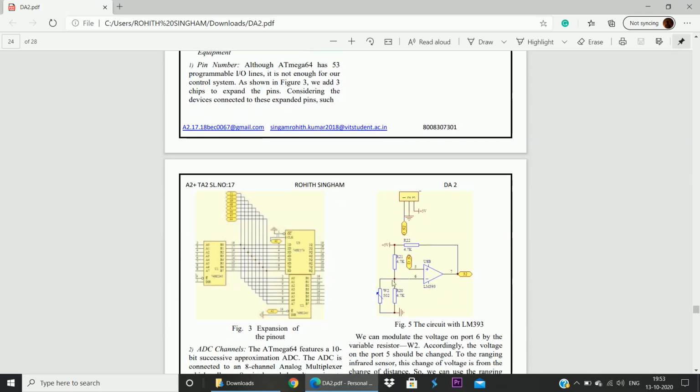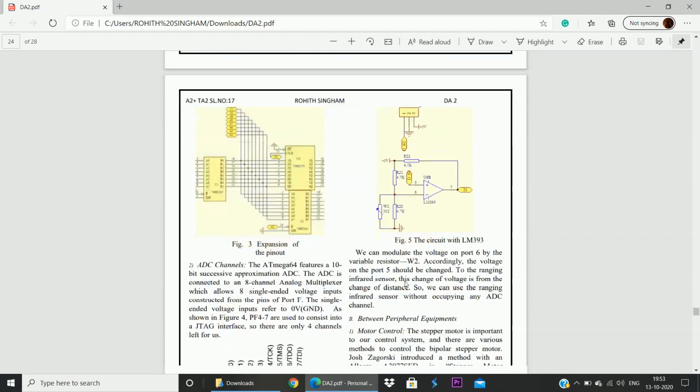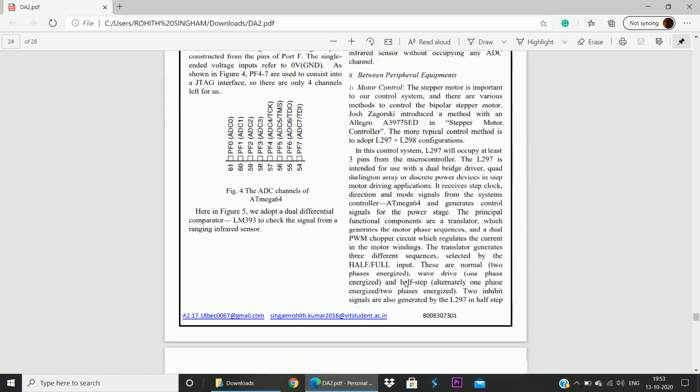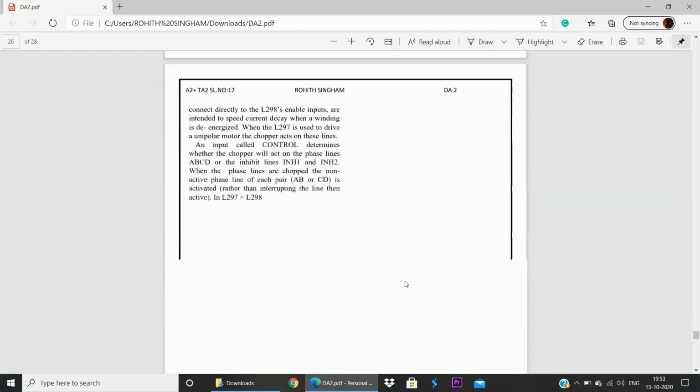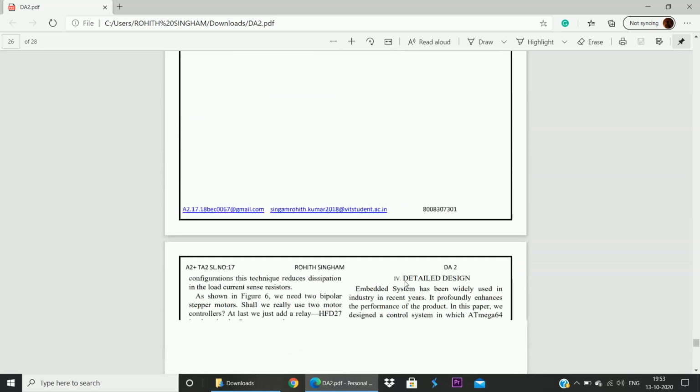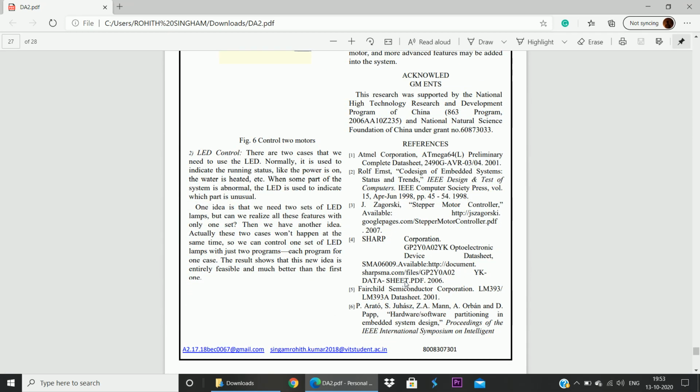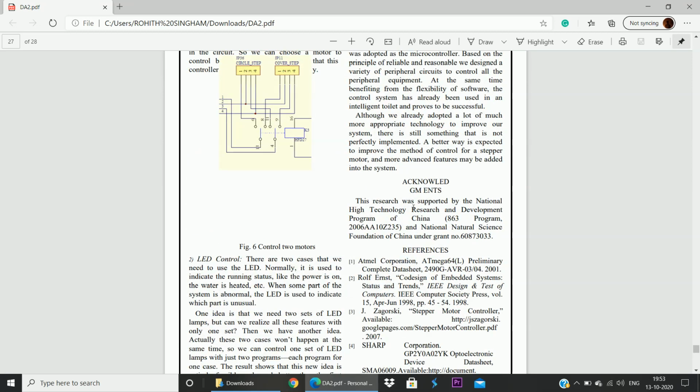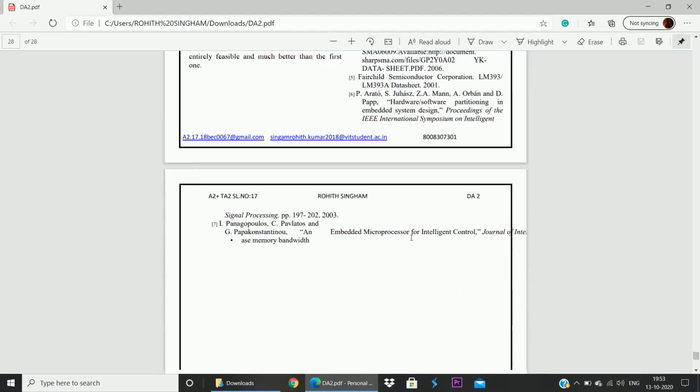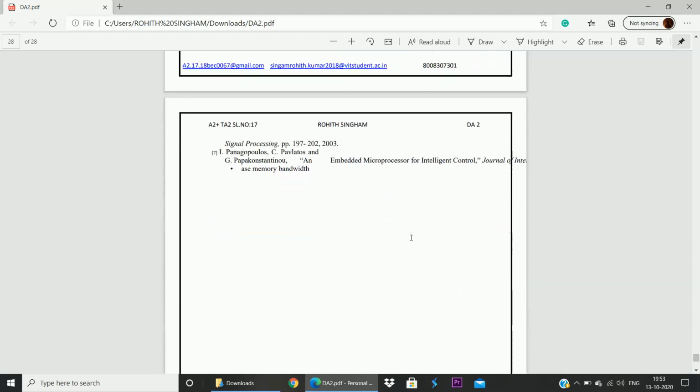This is the expansion. This is the circuit which I mentioned in question 5. These are all the channels. The question continues up to here. And these are the references: Atmel, Atmega Corporation, Sharp Corporation, Philips Corporation, and the acknowledgement. This research was supported by the National High Technology Research and Development Program of China and the National Natural Science Foundation of China. This is the end of my DA2. Thank you.